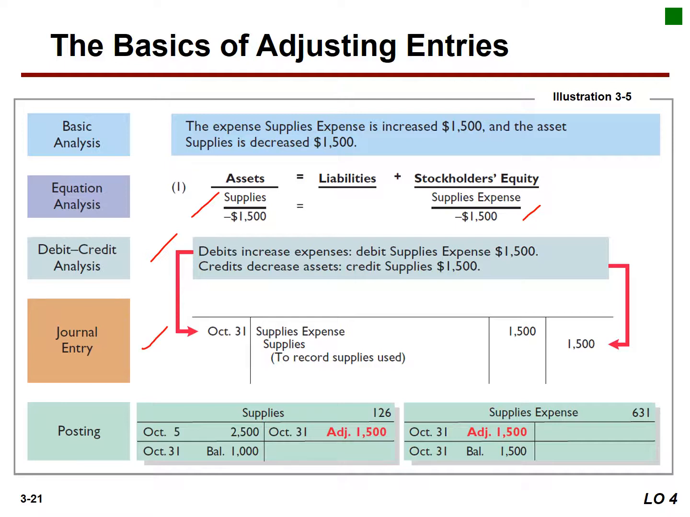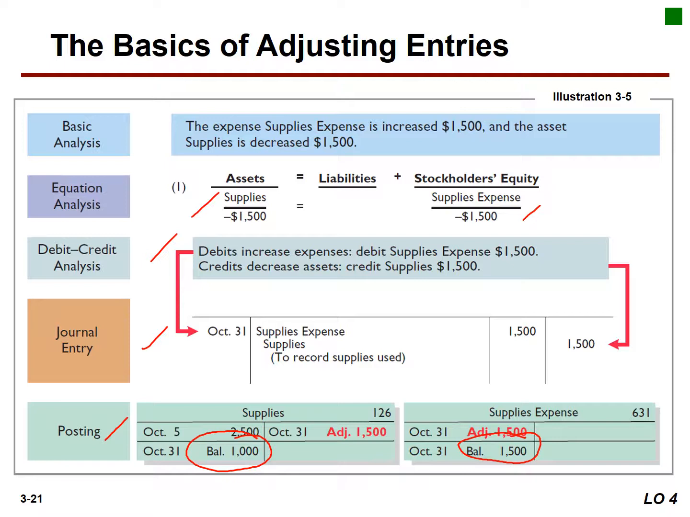There is the adjusting journal entry that we would record, and then we're going to use T accounts to represent our general ledger. By posting this adjusting entry to our general ledger, you can see it reduces our supplies account balance down to the amount we have on hand, $1,000, and then records into our expense account the amount of supplies that have been used up.